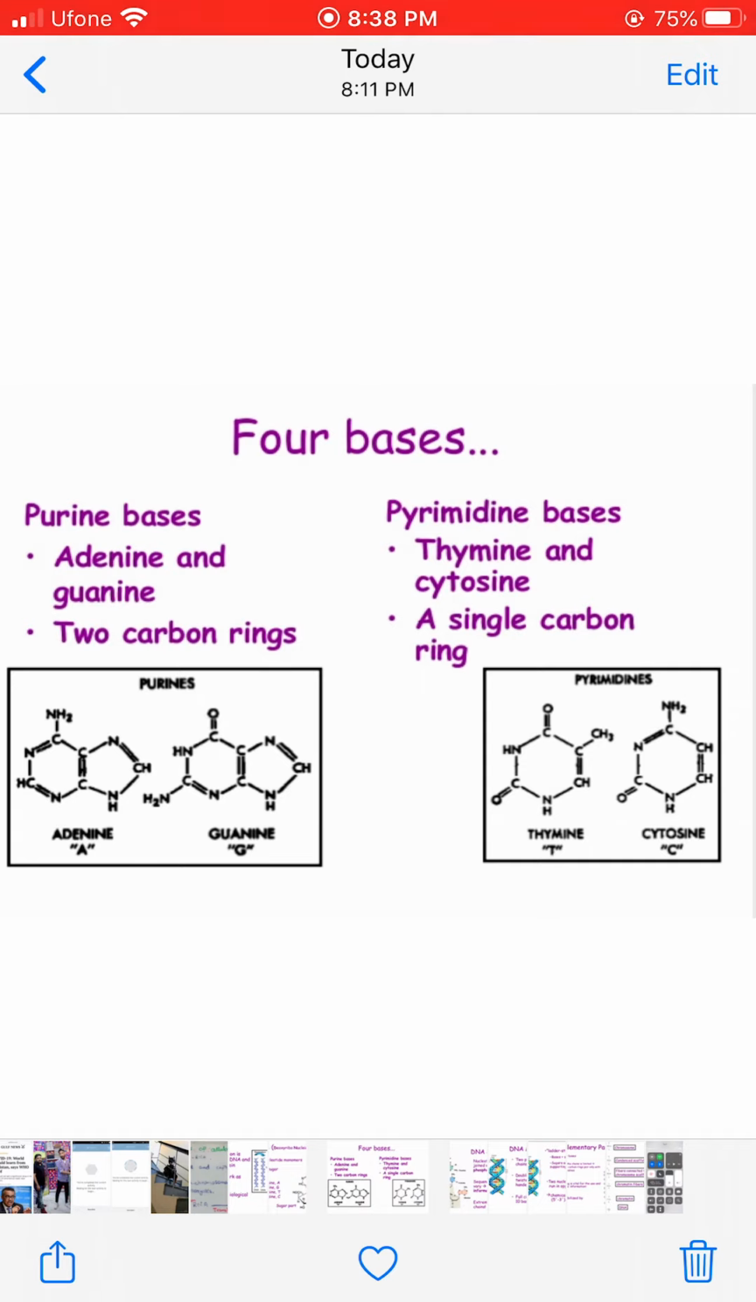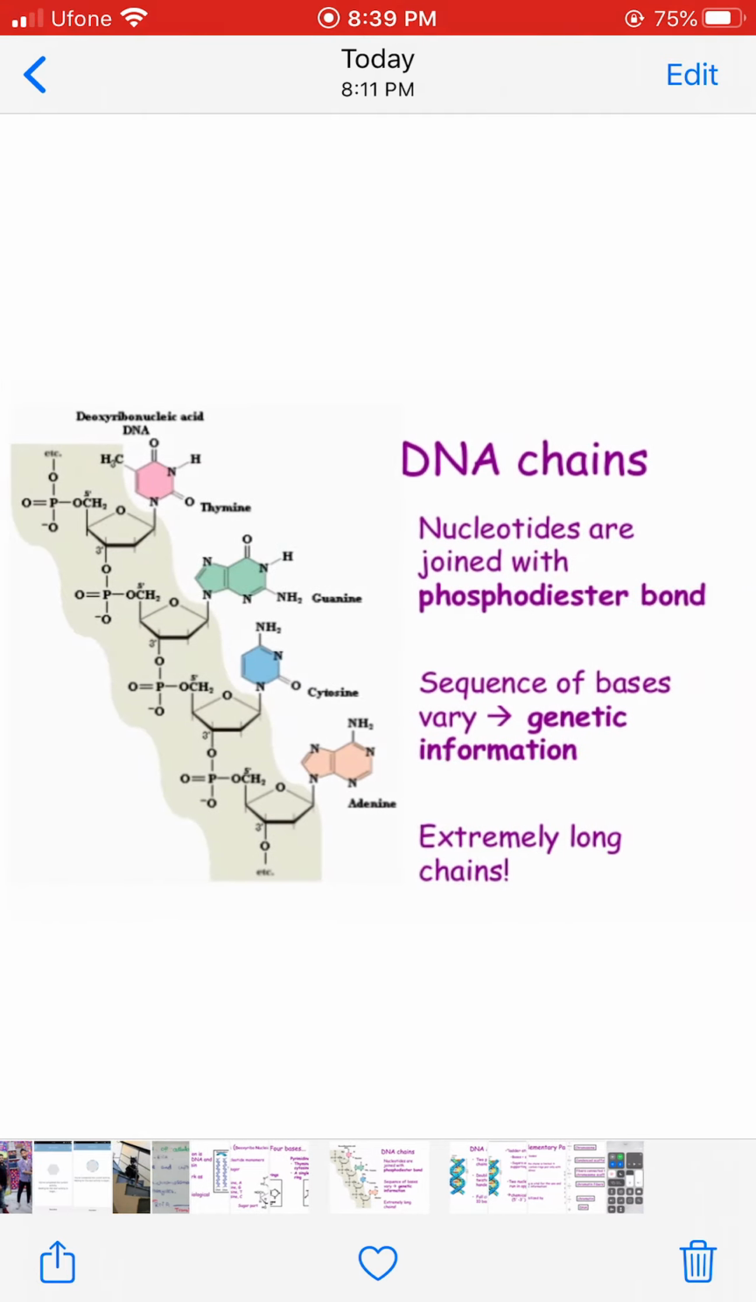So here in this slide you can see the 4 bases: purine bases and the pyrimidine bases. Purine bases are adenine and guanine, and they contain 2 carbon rings. You can see the purine rings are of double ring structure, and in case of pyrimidines they are single carbon ring. And the examples of pyrimidines in case of DNA are thymine and cytosine.